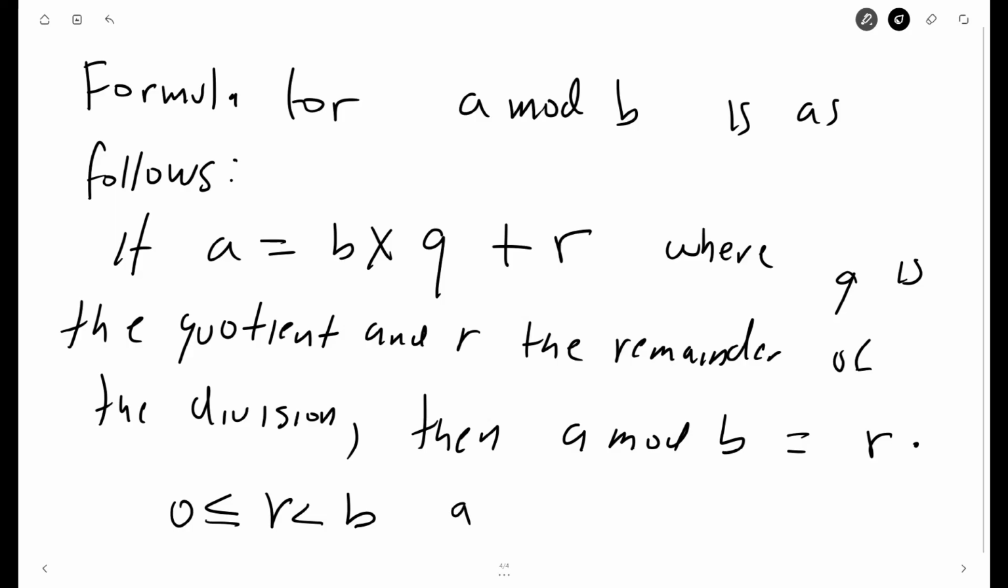And if A mod B is equal to 0, this implies that B divides A. No, sorry, we're going to say it explicitly. We're going to say A is divisible by B.